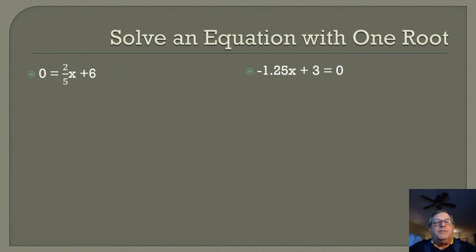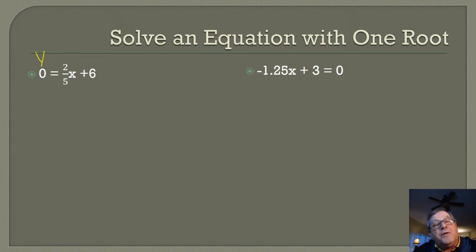But we got a couple of equations here, and over here on the left we say that 0 is equal to 2/5 x plus 6, and you might recognize this as, or if I substituted y for 0, it looks like a function equation. And we've set y equal to 0, so obviously we're trying to solve for the x-intercept or the root. But let's go ahead and solve this equation.